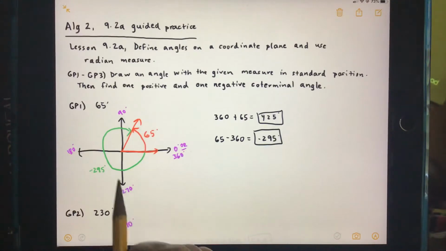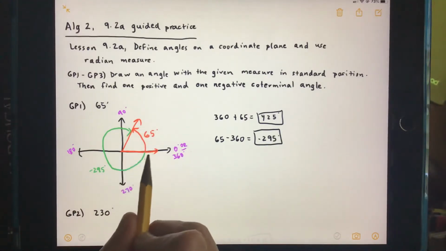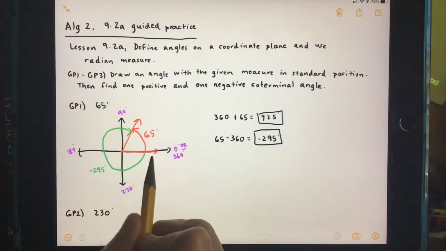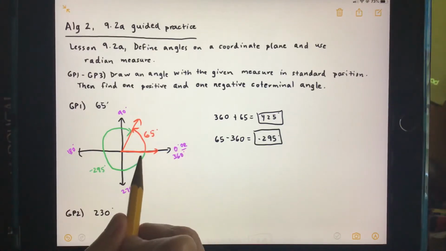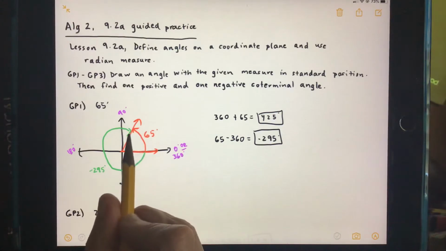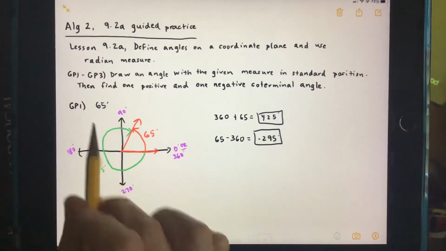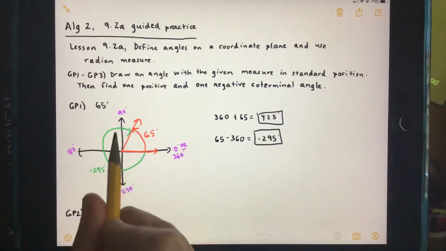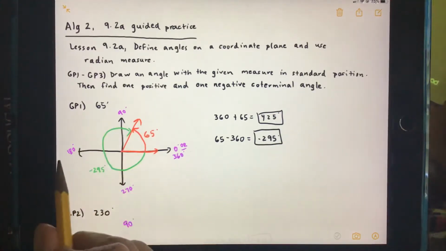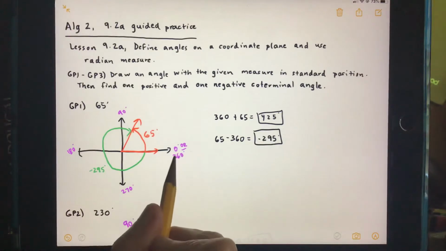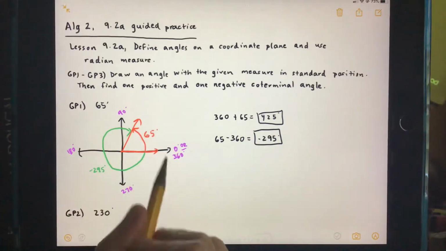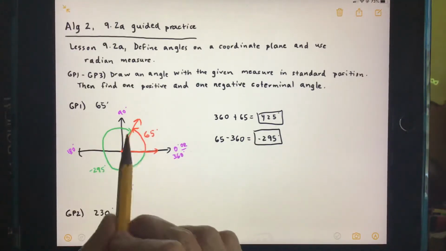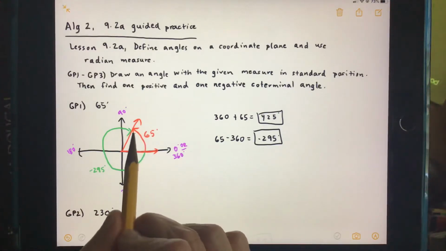Here's how it works. You'll always start here on the x-axis on the positive side. That's your starting point, and you will always open your angles counterclockwise. So you'll go as far as you need to and then stop when you get to the angle measurement. So 65 degrees is less than 90 degrees. I've marked off 90, 180, 270, and 360, a full way around the entire circle, so that you can see why 65 degrees makes sense here.